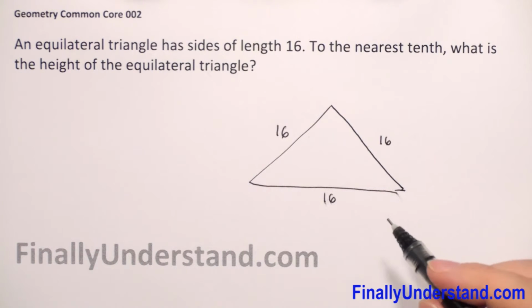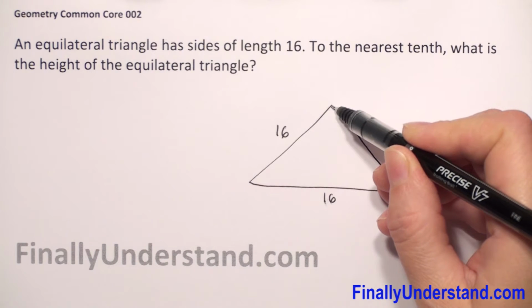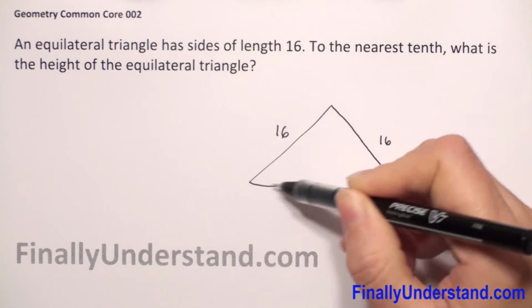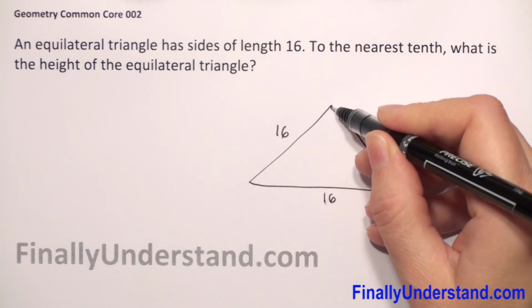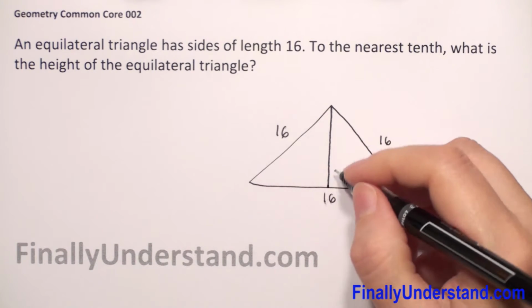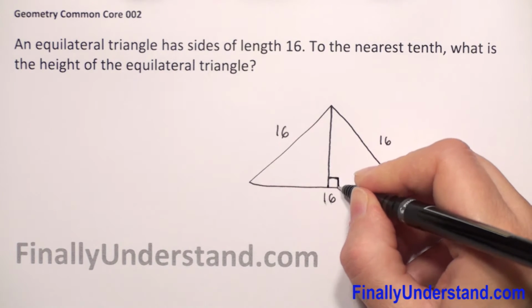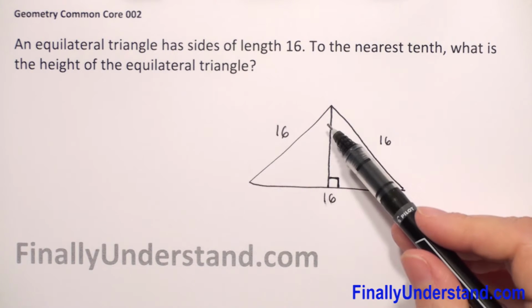To find the height, we will draw the segment to the base. This is our base. The height connects the vertex with the base, and this segment is perpendicular to the base. So now, this is an equilateral triangle.